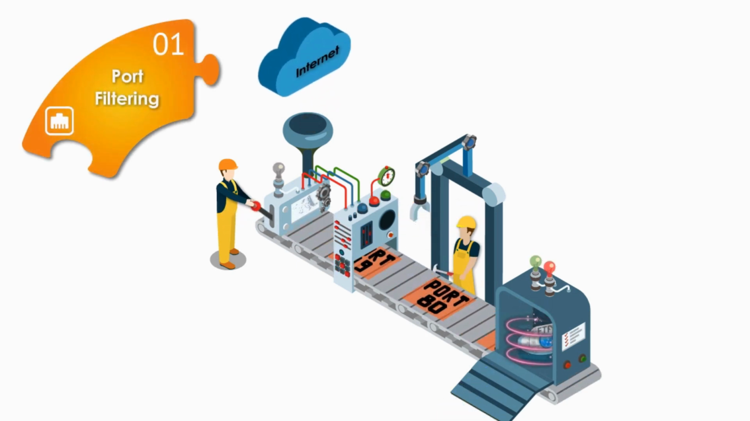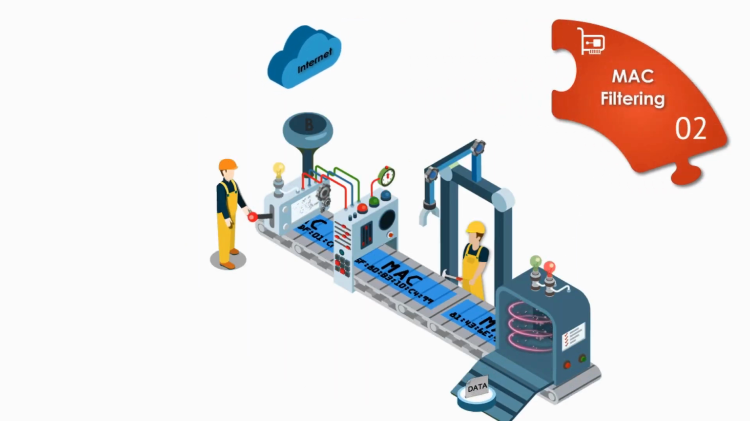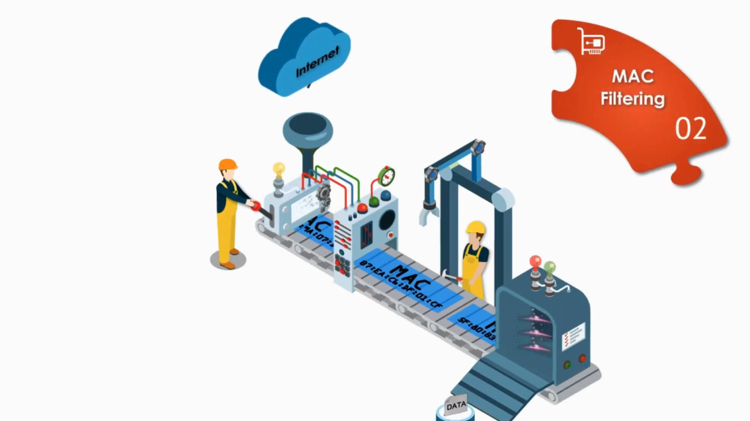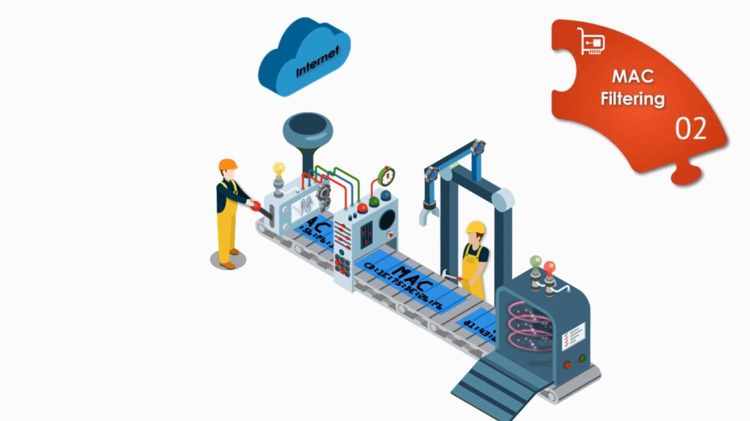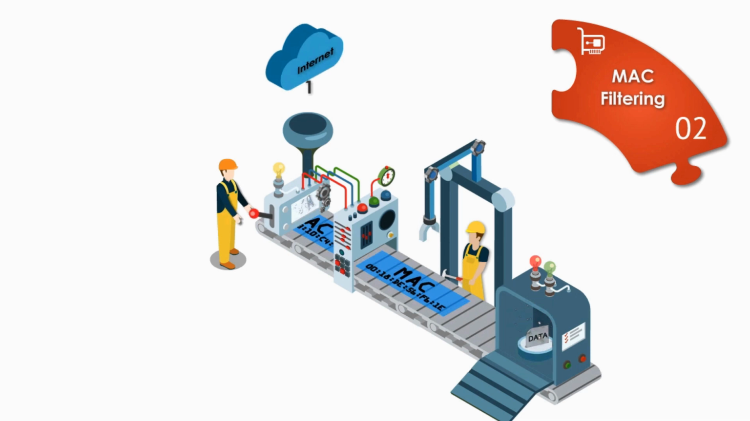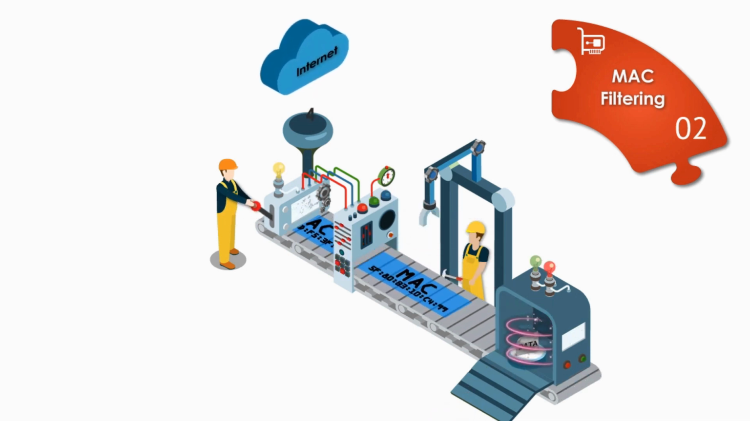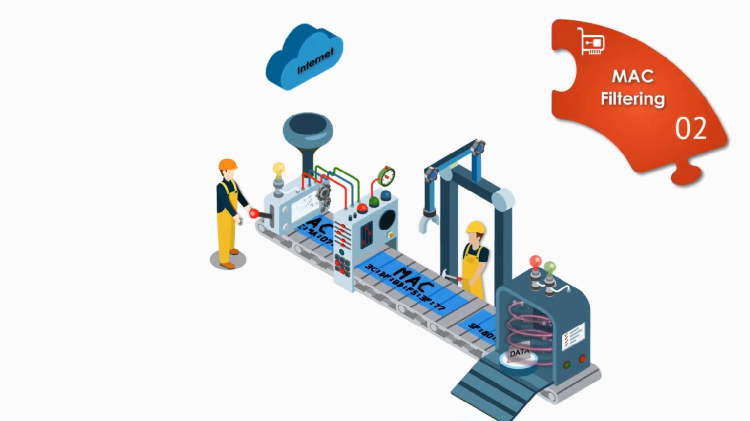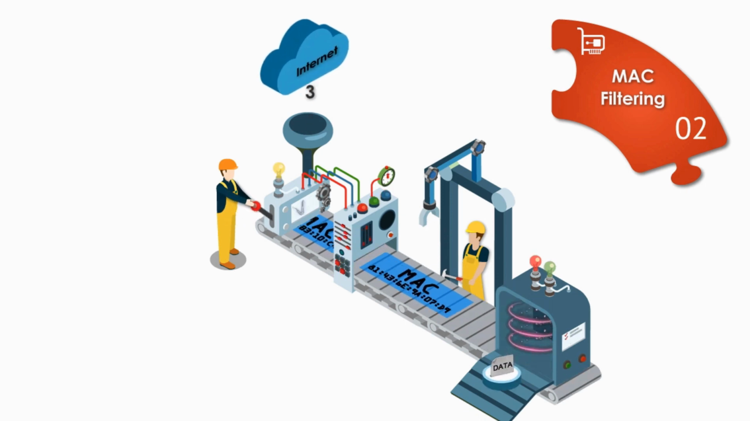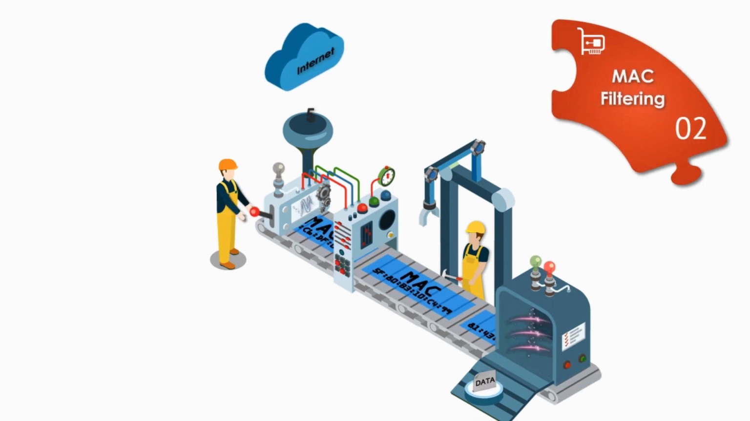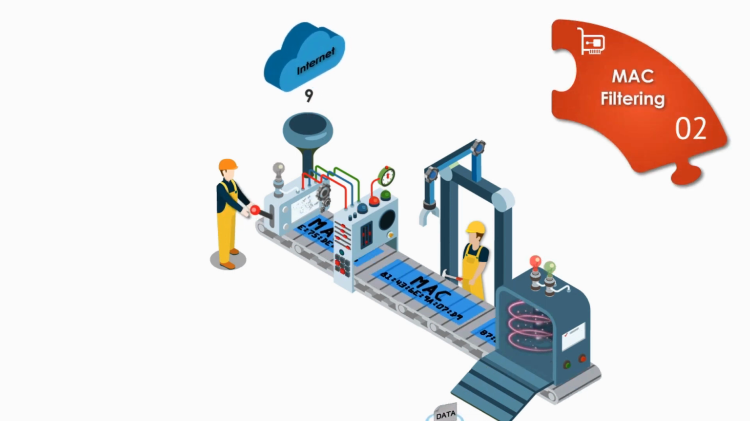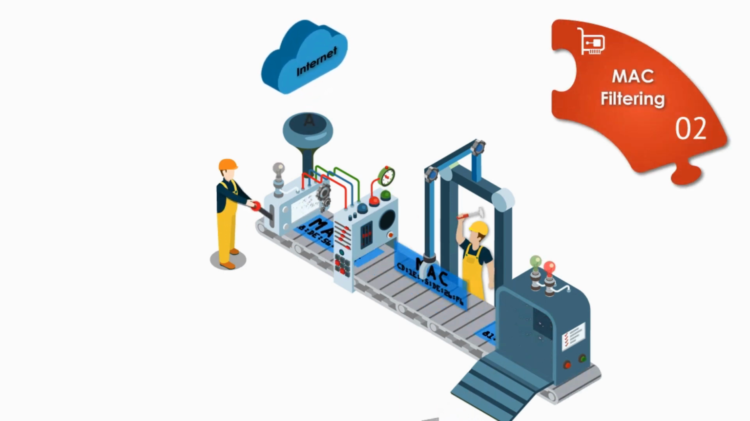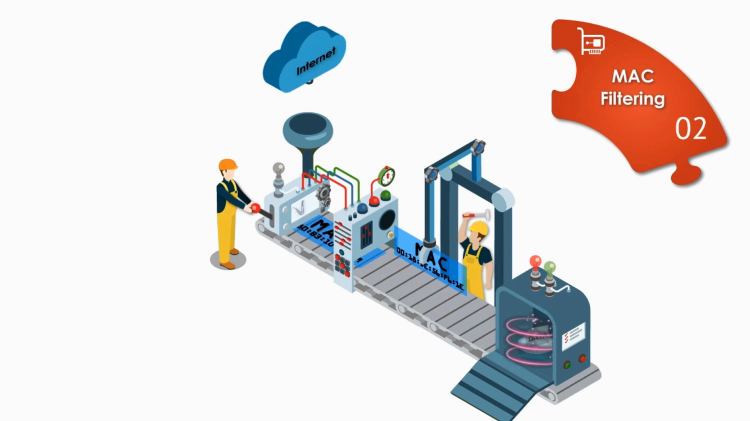Number 2 function, MAC filtering. MAC address is Media Access Control Address. It's a unique identifier assigned to a device's network interface card, or NIC. It is a device's physical address. This option is useful because the MAC address of a specific NIC never changes.